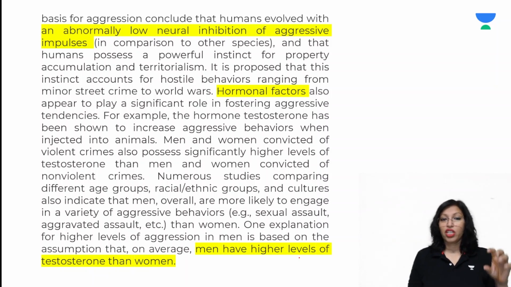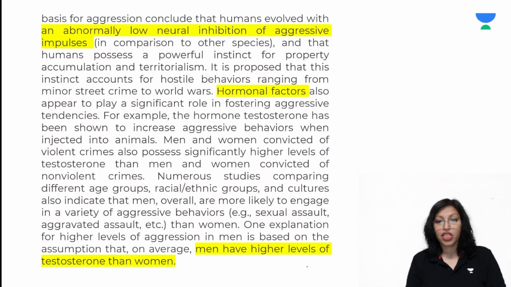So essentially we are saying that there can be so many reasons why humans are aggressive. Hormones could be one, and abnormally low neural inhibition could be one. Also, the fact that we as humans have a death instinct, as Sigmund Freud suggested, could also be one of the reasons for human aggression. Okay, I hope you've understood this.